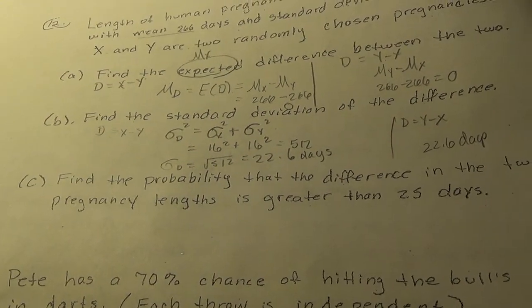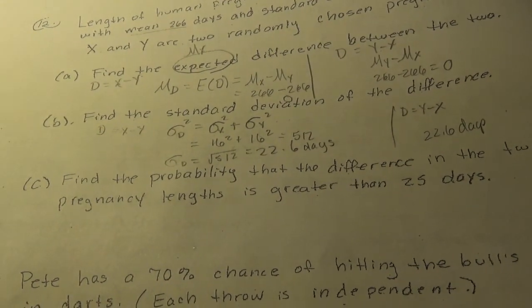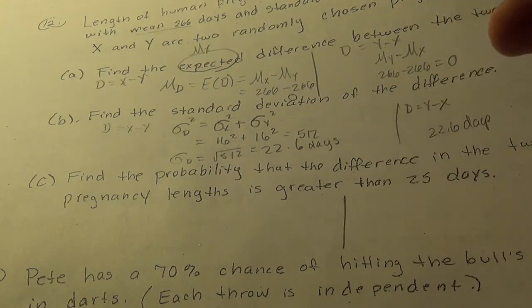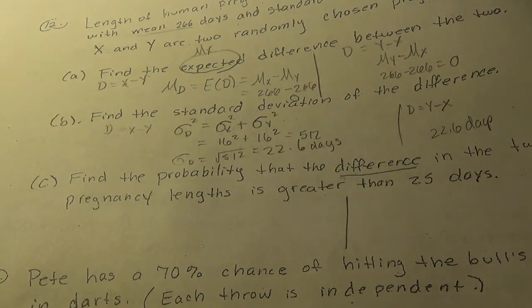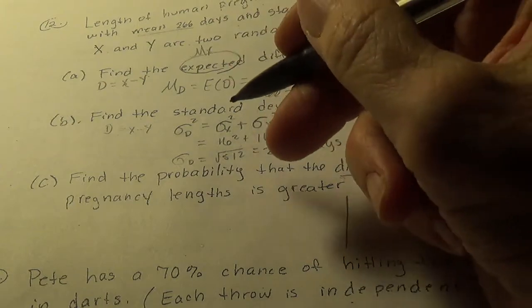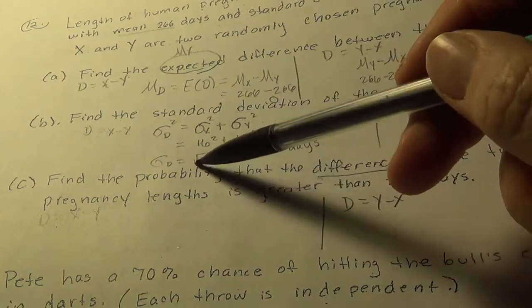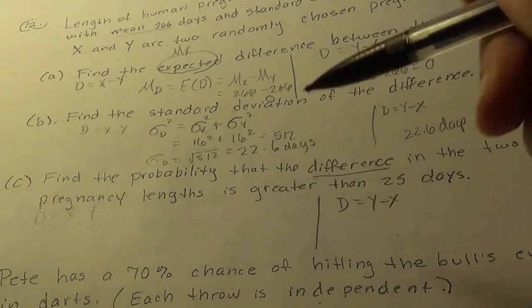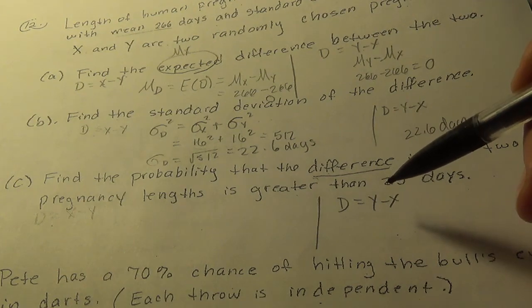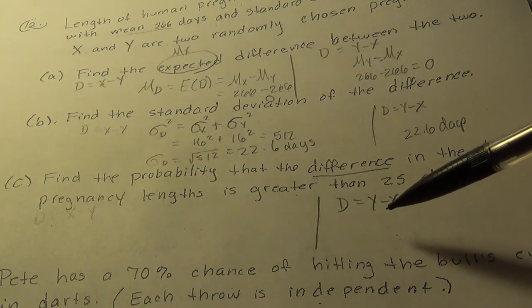Find the probability that the difference in the two pregnancy lengths is greater than 25. All right, so this time it's really going to count, because once again it doesn't say pregnancy x minus y. It doesn't say y minus x. It just says the difference. So I'm going to define the difference as x minus y over here and the difference as y minus x over here. And since they're looking for a probability, it could be either one, so this or this, which means the word or, when you talk about probability, means to add. So I'm going to find the probability here and the probability here and actually add them together.